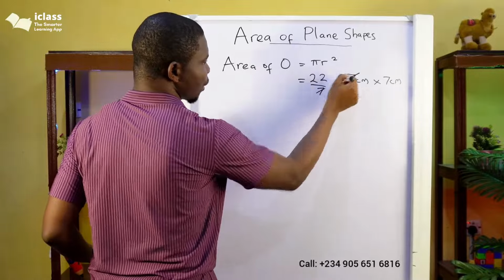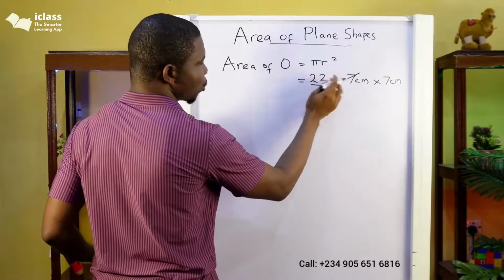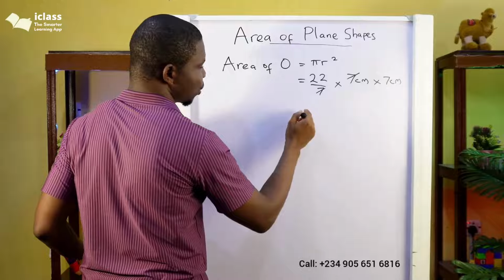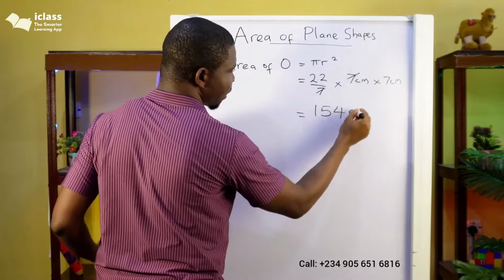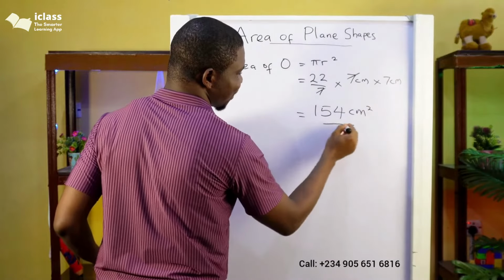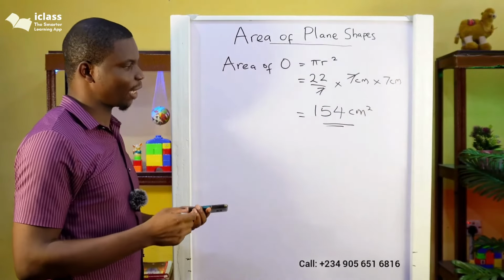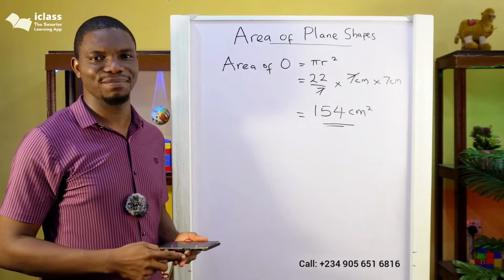7 will go into 7. We are left with 22 times 7. 22 times 7 is 154. Then we have centimeter square. And so our answer is 154 centimeter square.